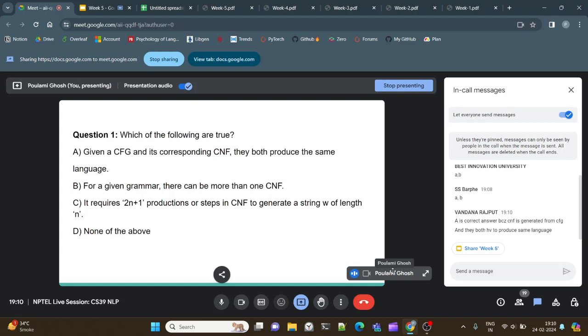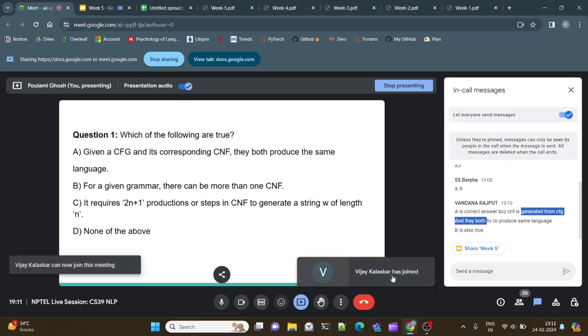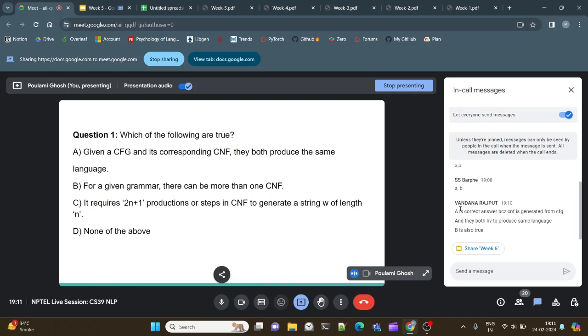Vandana is saying that A is correct because CNF is generated from CFG and they are both the same. You can create more than one CNF form for a given grammar. That's why it's true. I think A is also true. Okay. So this was Vandana, or I did not catch your name. Perfect.